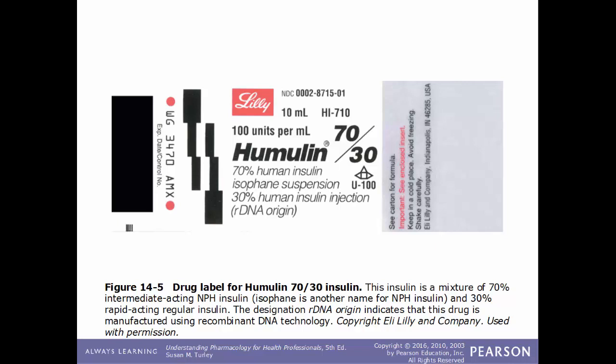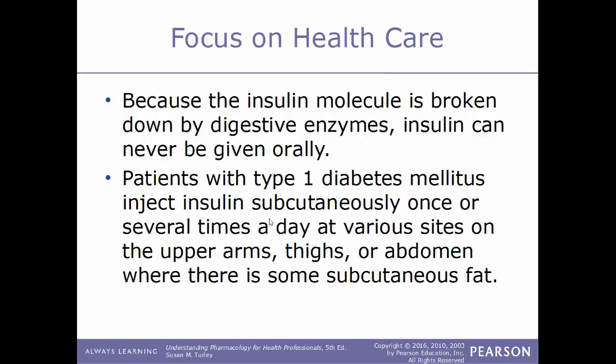All right, in this image we have an example of a packaging for Humulin combination drug. This would be Humulin 70/30. So this mixture would be 70% intermediate-acting insulin, and then 30% would be the fast-acting regular insulin. Now, because the insulin molecule is broken down by digestive enzymes, insulin can never be given orally.